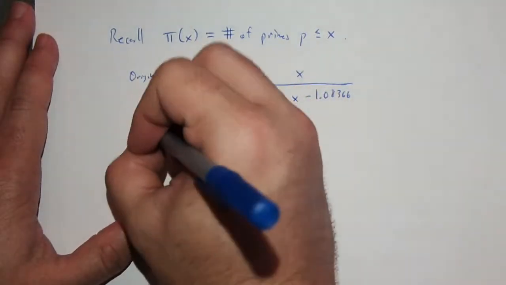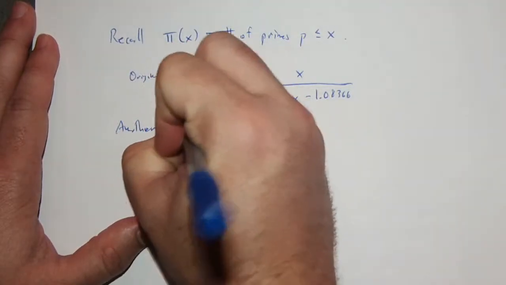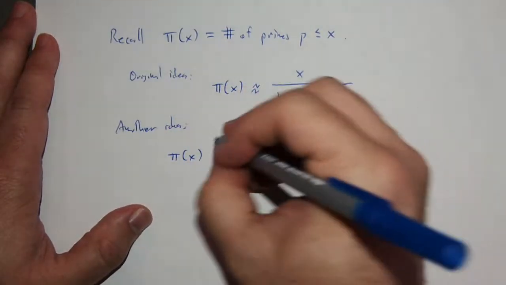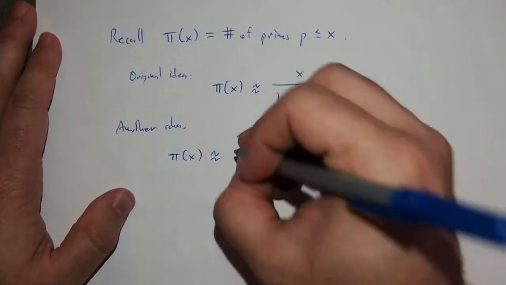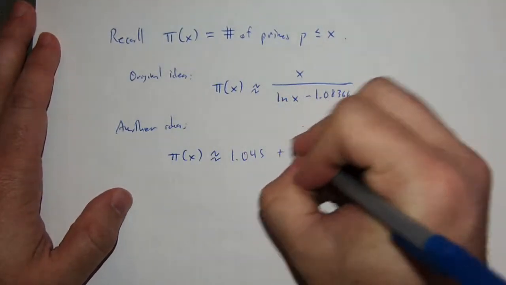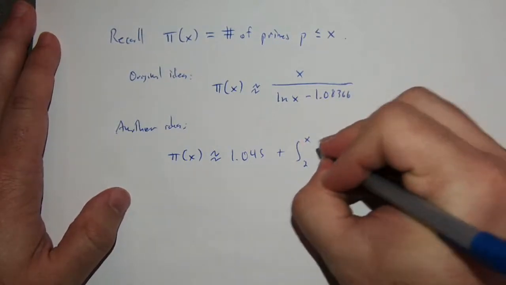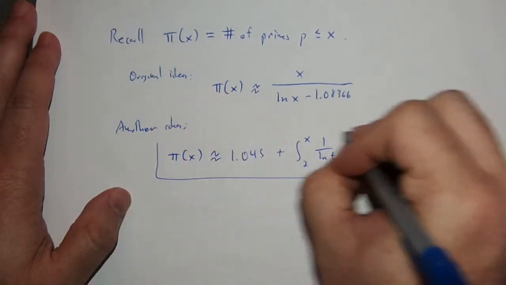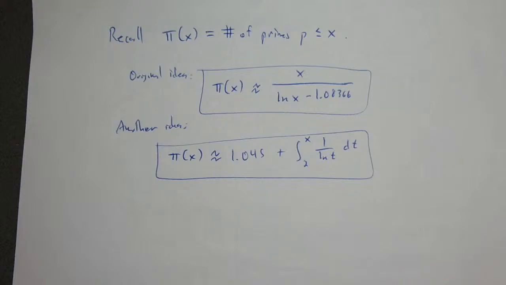So another idea was that an approximation of this thing was given by roughly 1.045 plus the integral from 2 to x of 1 over ln t dt. Okay, so these were two old approximations.